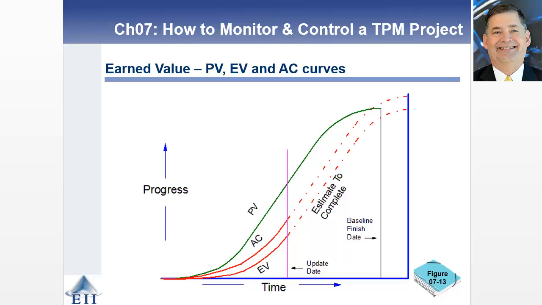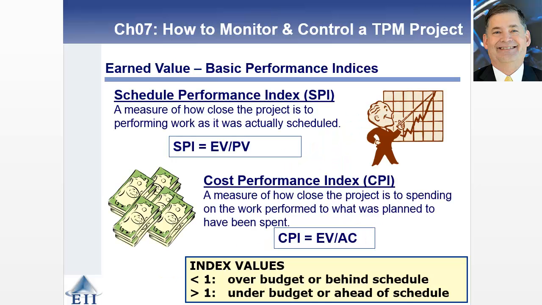All right, the last idea that we're going to cover during this short video is a schedule performance index, which takes your EV and divides it by your PV. And again, how close are you on schedule? And then a cost performance index, all right? And that's going to be taking EV and dividing it by AC.